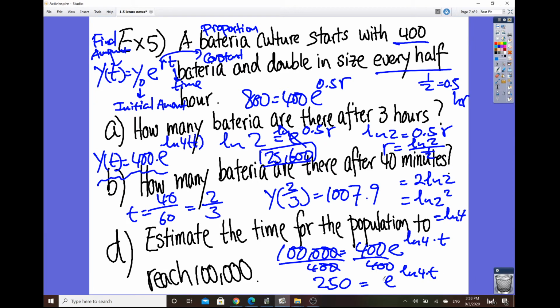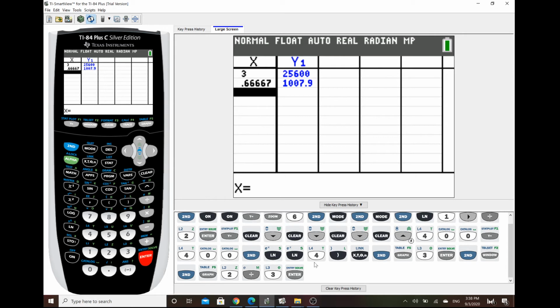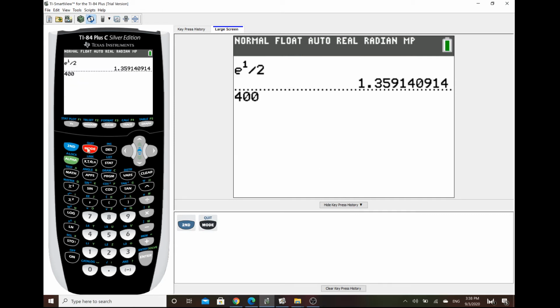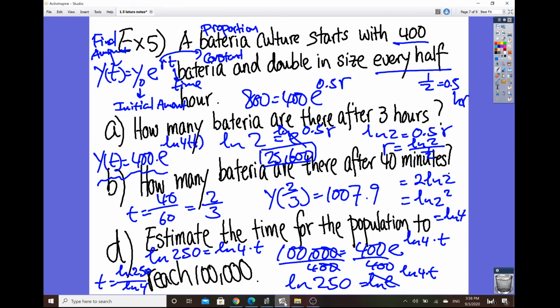And now you might be wondering, how do we get rid of the natural log? You can take the natural log both sides. So we do have natural log of 250 equals natural log of 4 times t. So that means the value of t is natural log of 250 divided by natural log of 4. Natural log of 250, that's just a constant. Natural log of 4, that's just another constant. So you want to do that on a calculator here. So going back to the normal window, second mode or second quit. So now you want to put in natural log of 250 divided by natural log of 4.